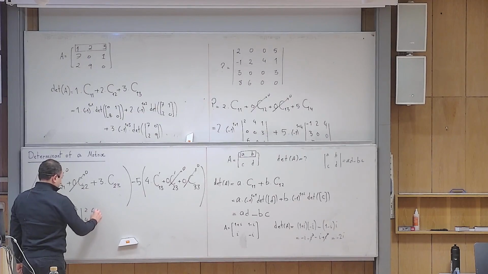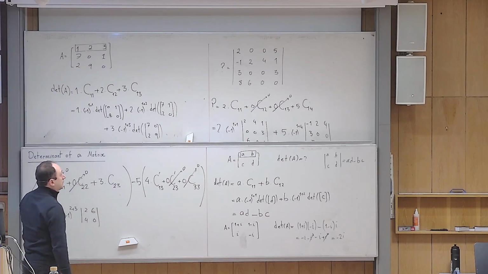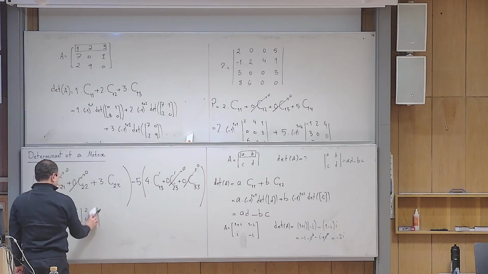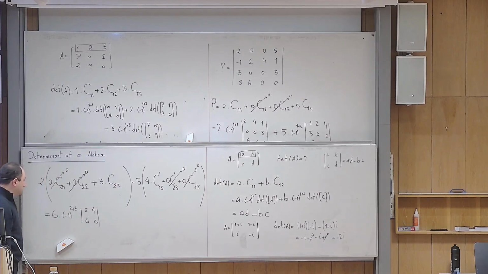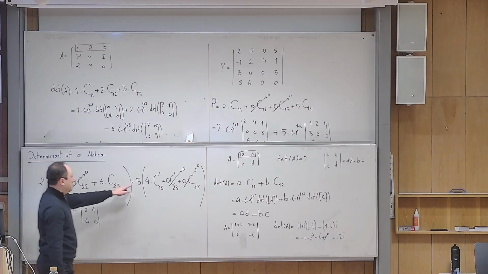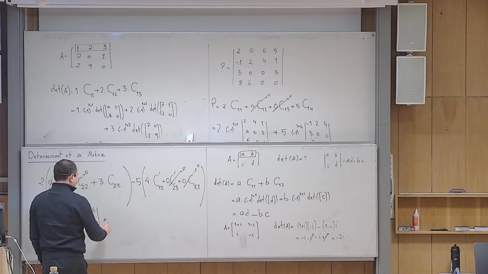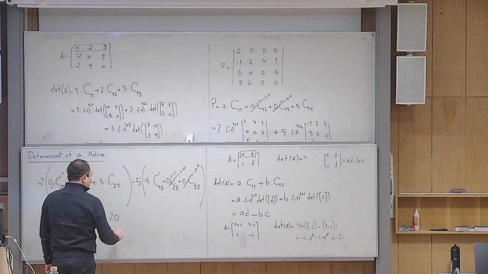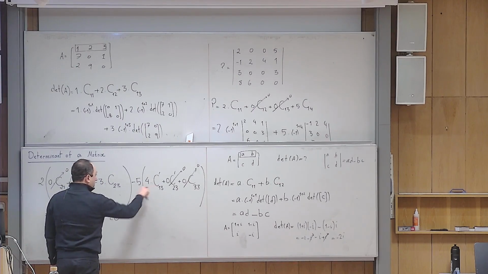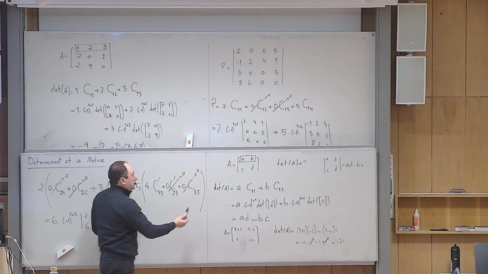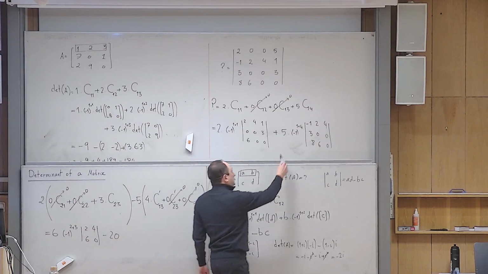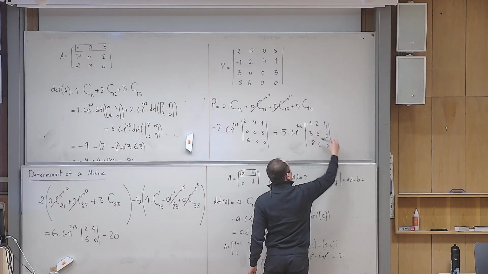Am I right? No, 2, 4, 6, 0. Ah, okay, 2, 4 here. In this case, it doesn't matter, but it's better to be careful. That's correct. And then I go here, minus 5 times 4 is minus 20. And then I need to do the calculation here. The first row and third column, you eliminate them.